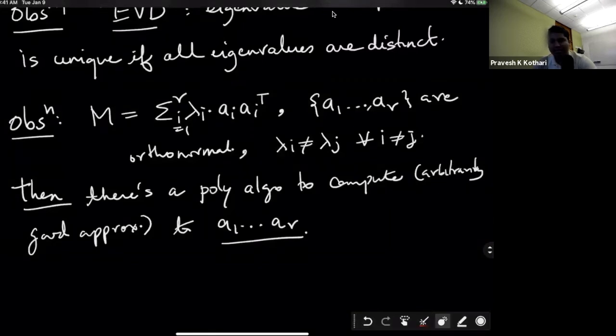I lied a little bit, and I want you to spot my lie. This observation here is a lie. Why is that? I'm claiming I can compute a_1 through a_R or even arbitrarily good approximations to them. Why not?